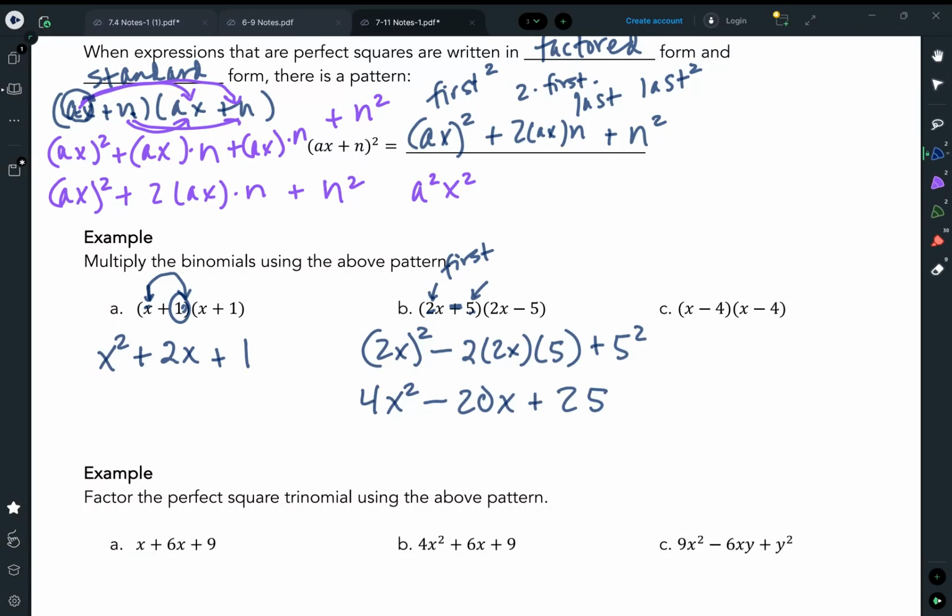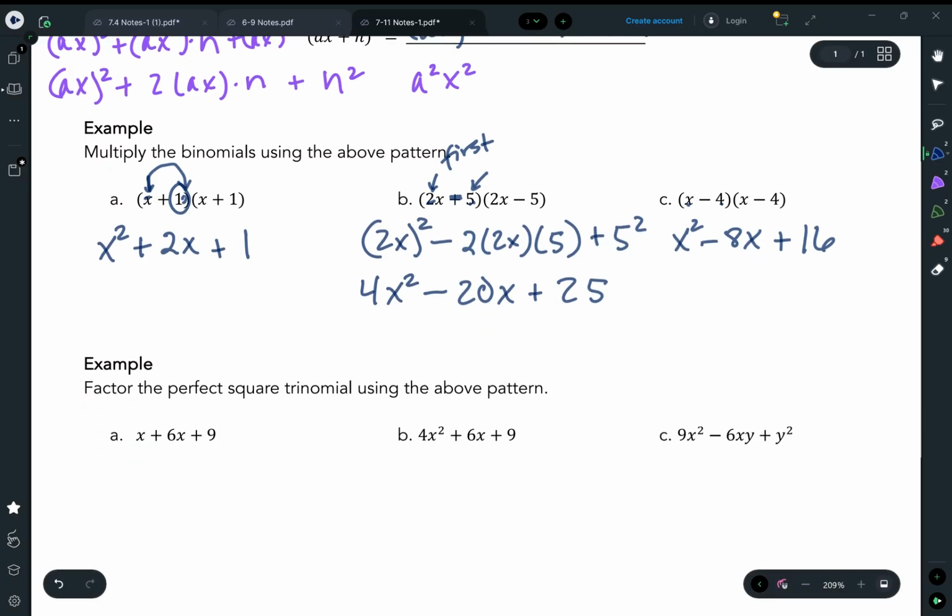I just wanted you to see how we would use that pattern. You're going to try C on your own. Go ahead and pause it, but I am going to explain it, so you'd have to pause. So the first term is x, so I'm going to have x squared. My middle term would be x times 4, so 4x, but doubled, and there's a minus sign, so minus 8x. My last term is the 4 squared, so 16.